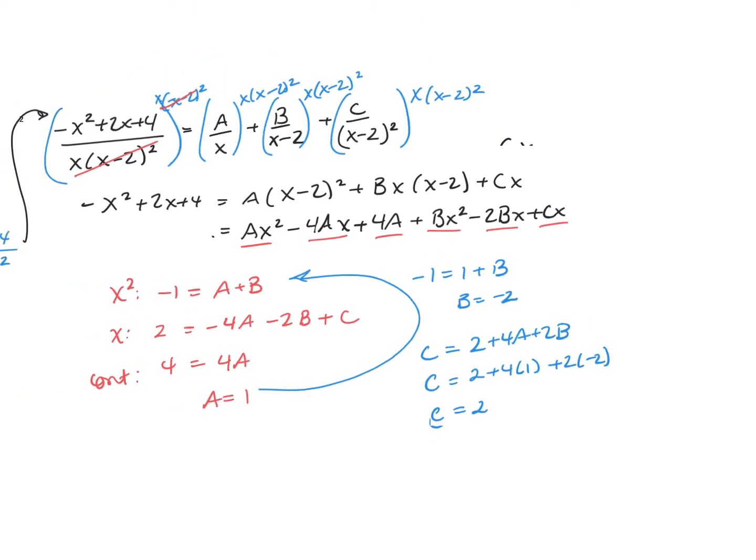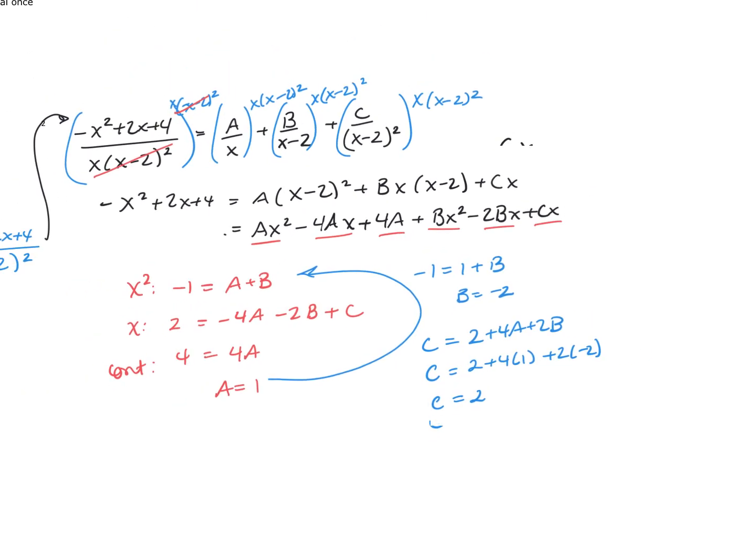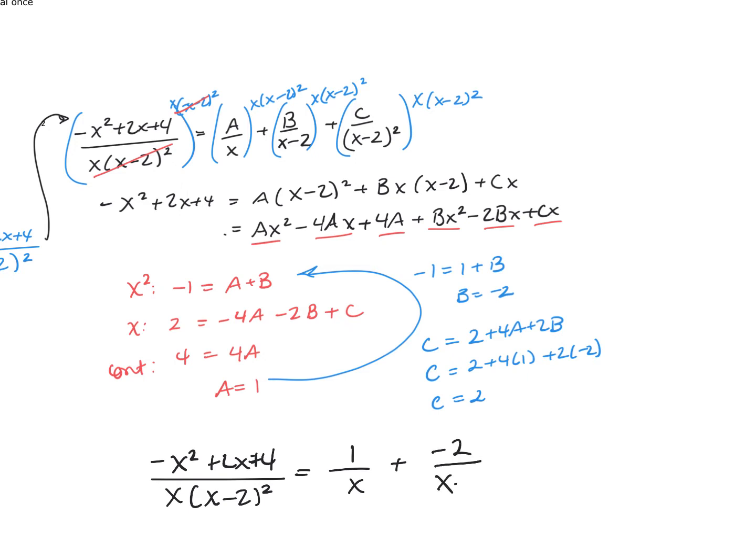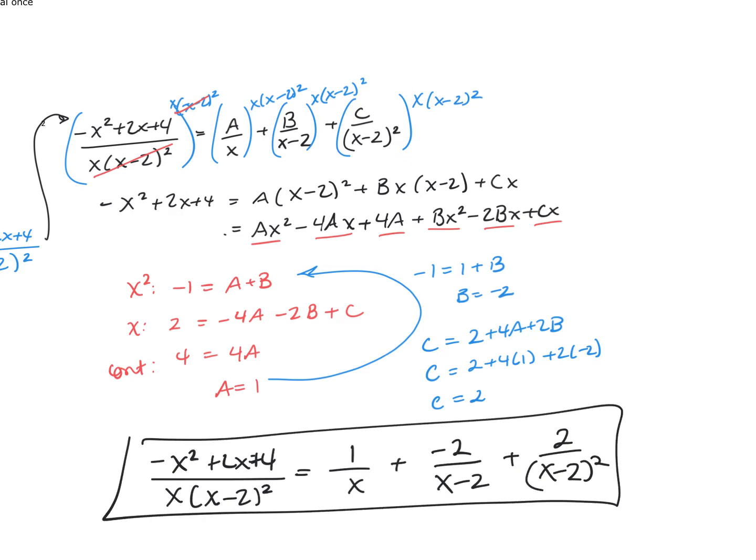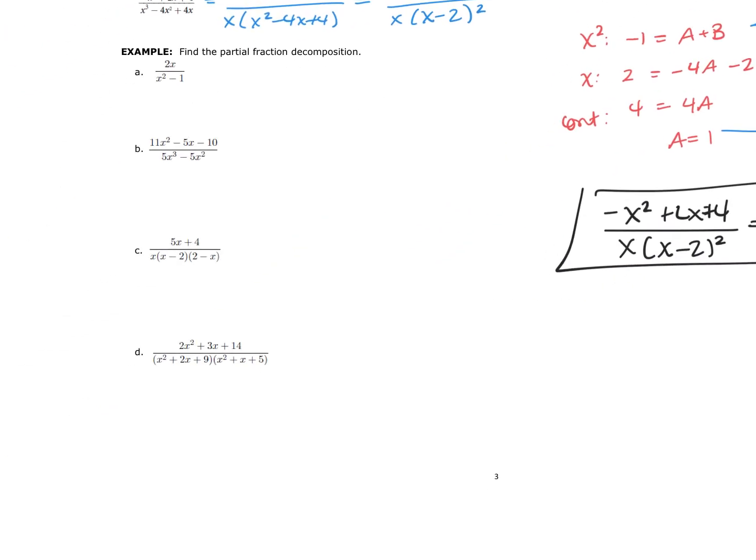So what I know then, after going through this, is that negative x squared plus 2x plus 4 over x times x minus 2, the quantity squared, can be rewritten as my A value, which was 1 over x, plus my B value, which is negative 2 over x minus 2, plus my C value, which is 2 over x minus 2, the quantity squared. And that is the partial fraction decomposition.